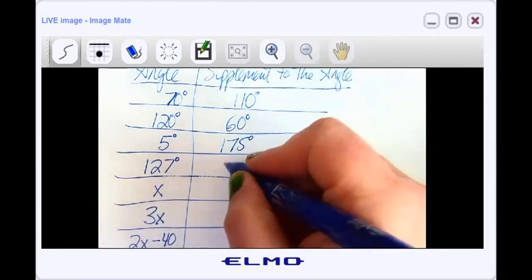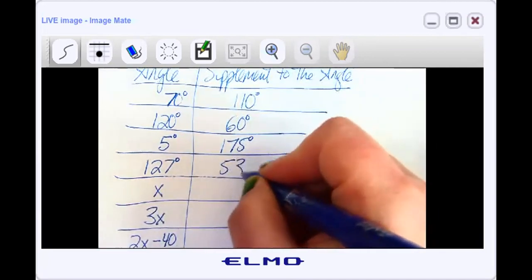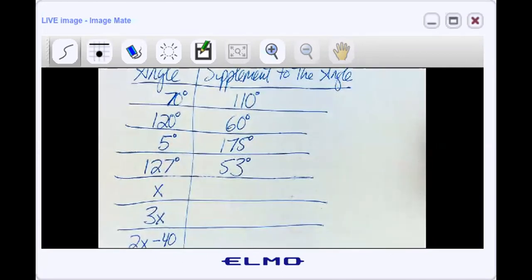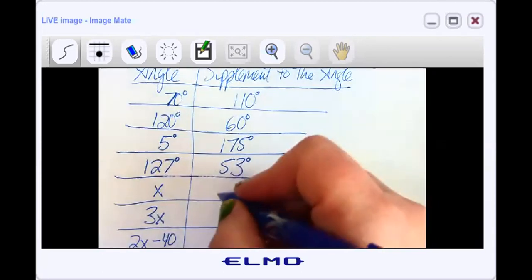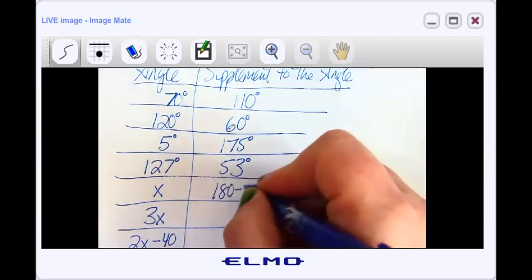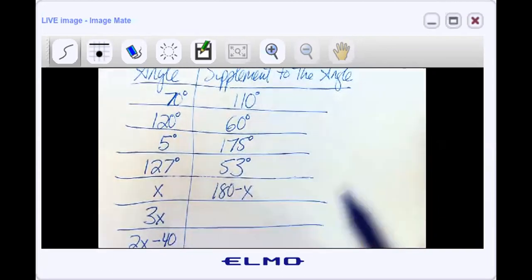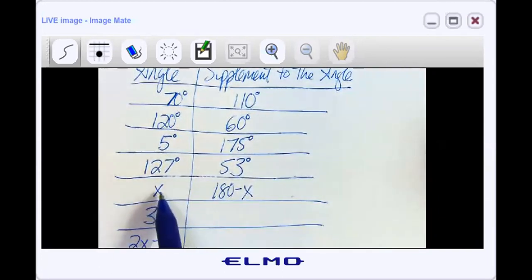Yes, 53. I did my math wrong in my head. I thought it was 63. But you're right, it is 53. Good. And so what am I going to do if it's X? Matthew, what is it if it's X? 180 minus X. You got it. 180 minus X, because I'm always doing 180 minus whatever that number is.